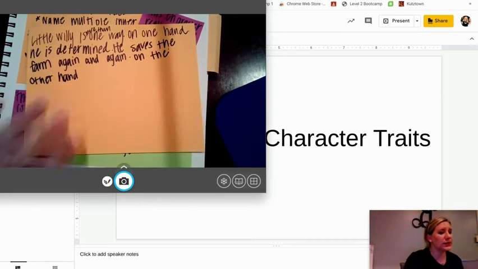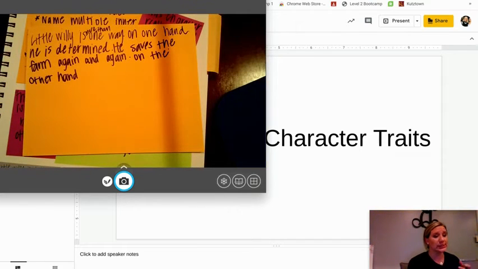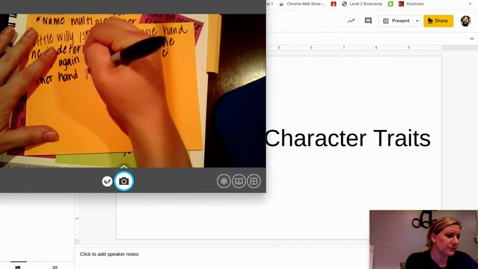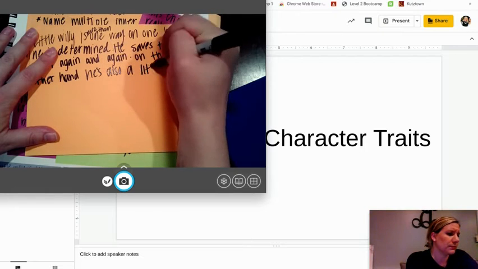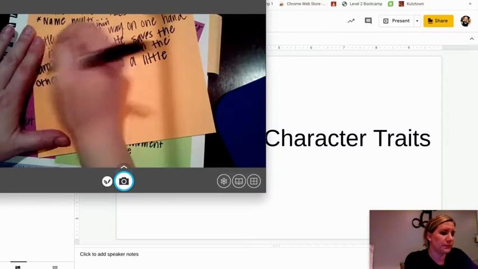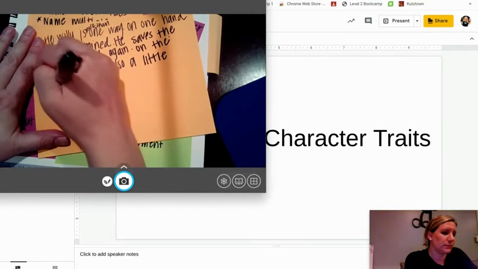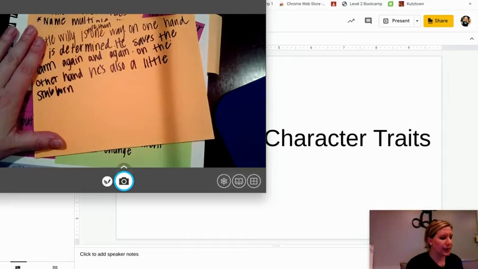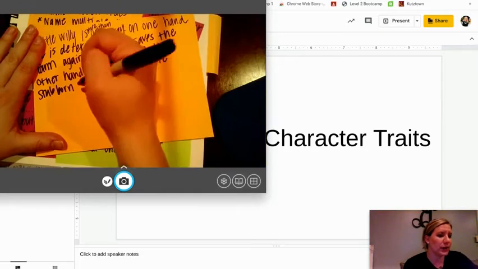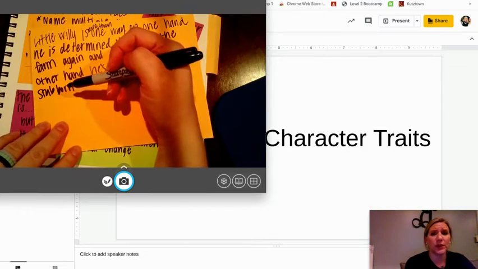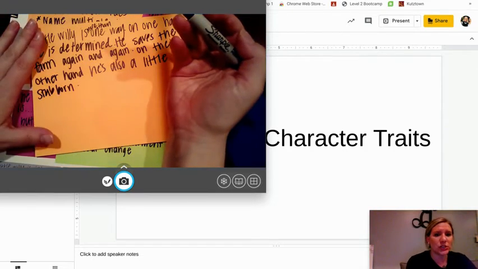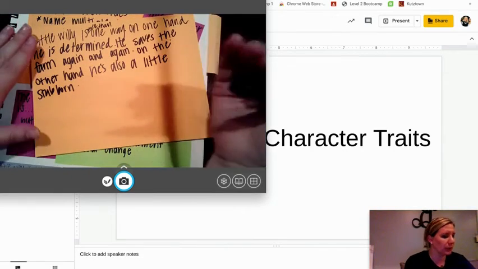Okay, so notice there I did on one hand he is, and then on the other hand he is. So on the other hand, he's also a little stubborn. Okay, that's an interesting thought, right? So we say determined, but really stubborn. So that can kind of contradict each other.